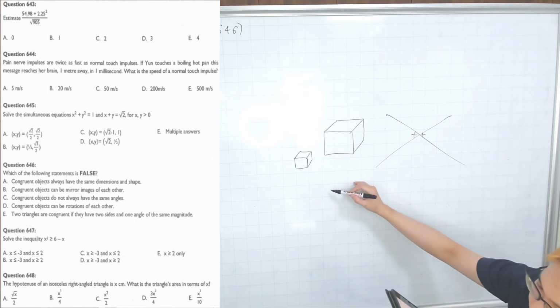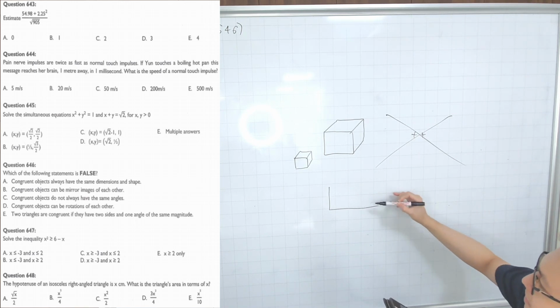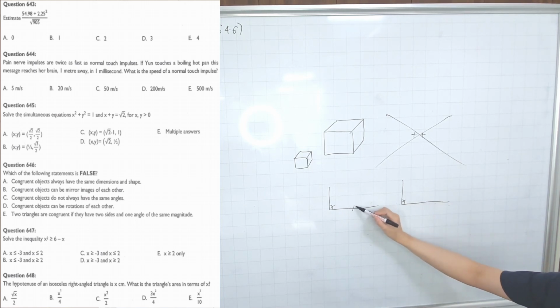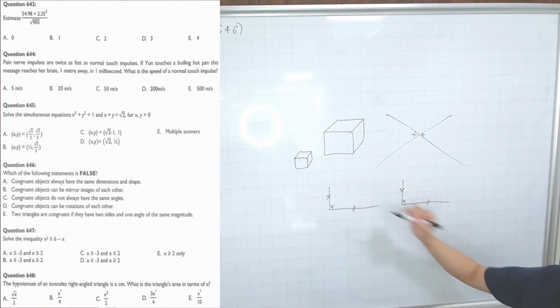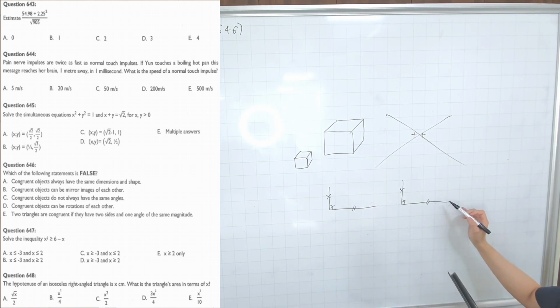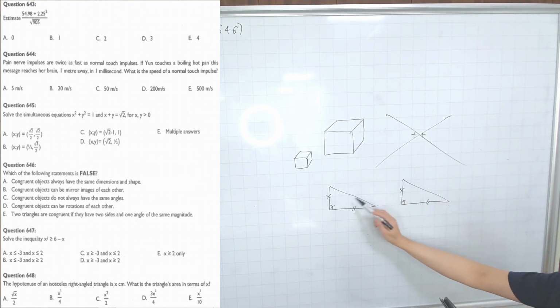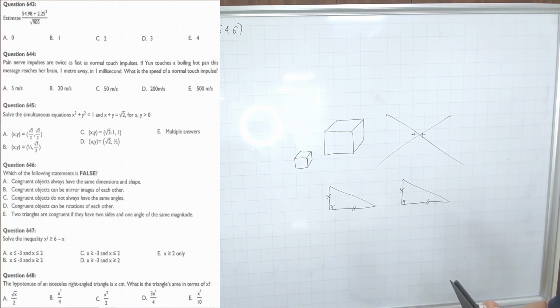So let's just say that if they have the same two sides and one angle of the same magnitude, right? So of course it means that this one must be the same, isn't it? The last side must be the same as well. So of course they are congruent, right? Okay, so 646 is C.